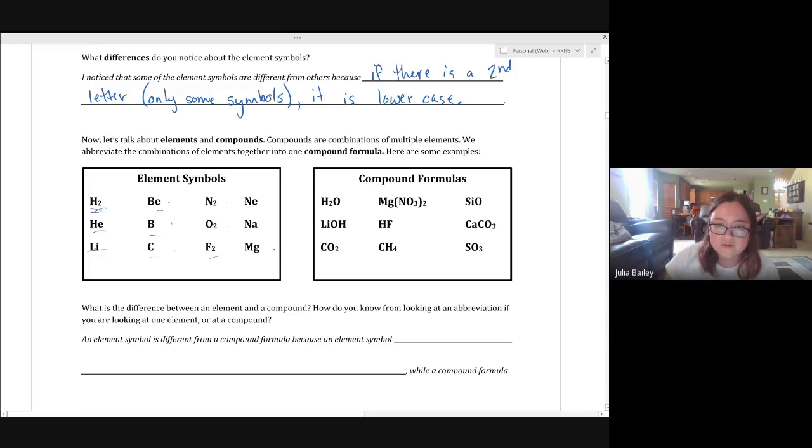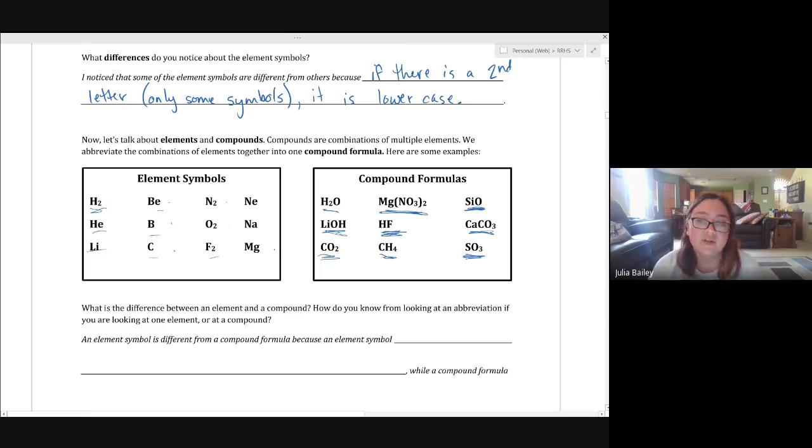For compounds, they look a little different. H2O, that's water. LiOH, that's called lithium hydroxide. CO2, carbon dioxide. This is called magnesium nitrate. This is hydrofluoric acid. This is called methane or carbon tetrahydride. This is silicon monoxide, calcium carbonate, and sulfur trioxide.